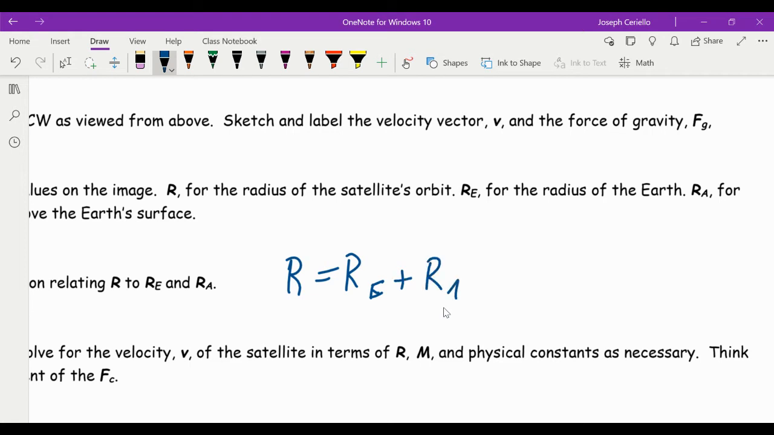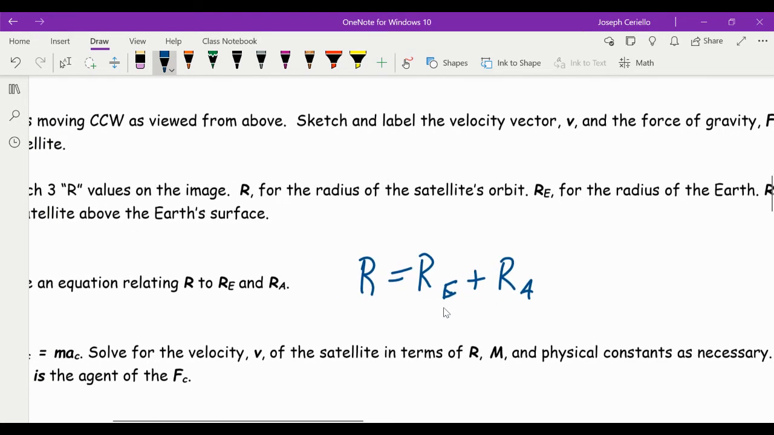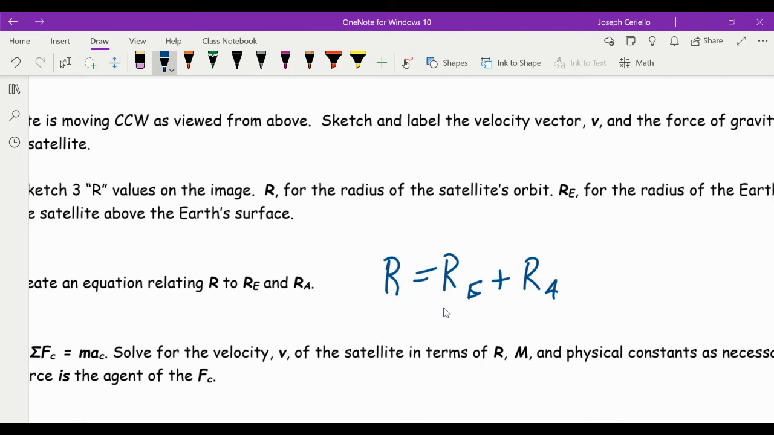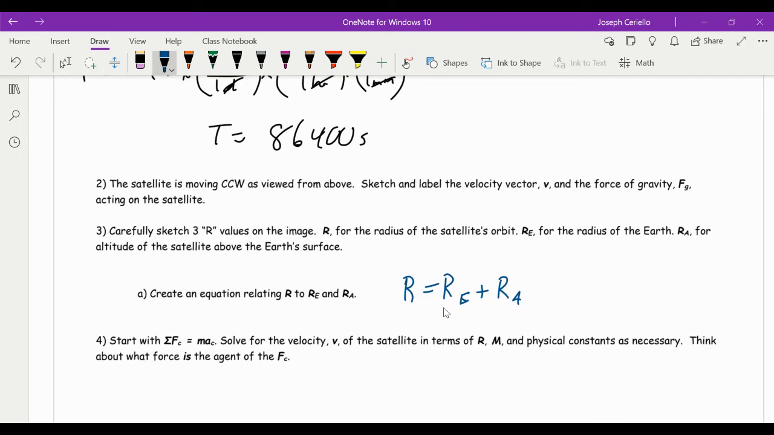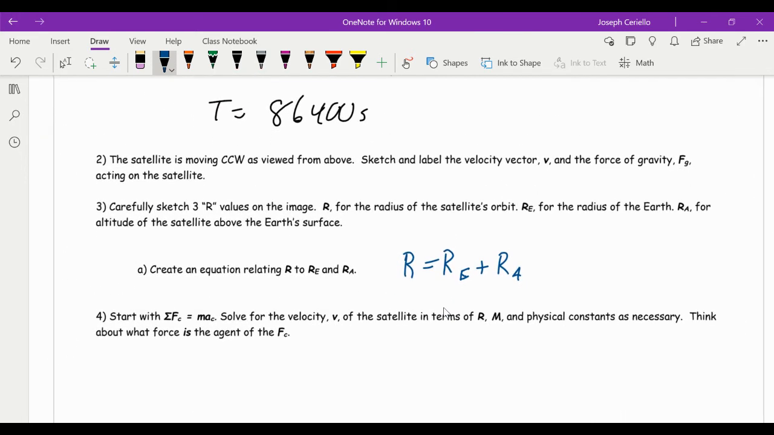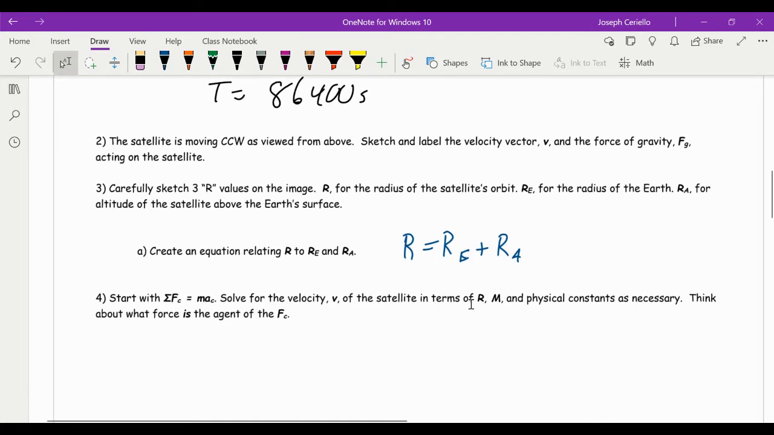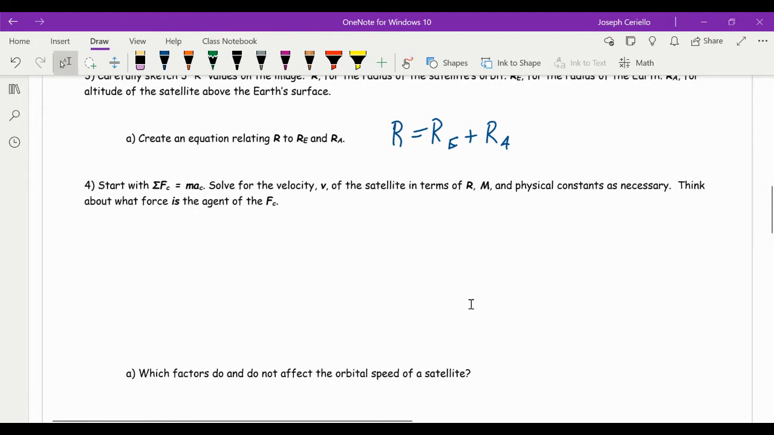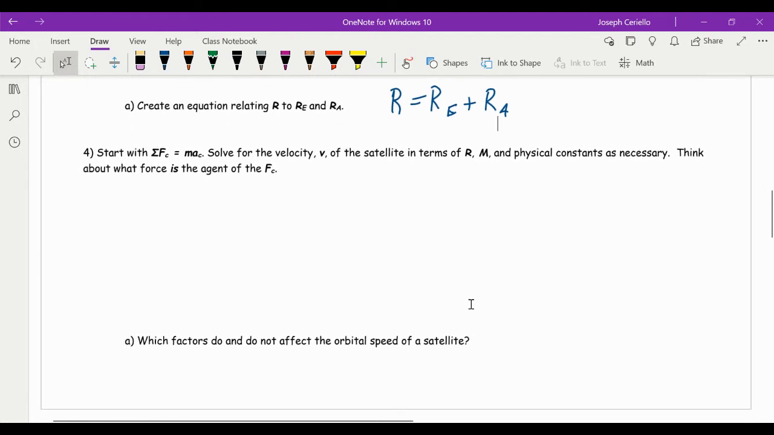That's important to include the radius of the Earth and the altitude of the satellite above the Earth's surface when finding R. If we are at Earth's surface, there is no altitude. The altitude is 0. That's why the radius would just be the radius of the Earth. So starting with centripetal force equals m a_c, solve for the velocity of the satellite in terms of R, M, and physical constants as necessary. Think about what force is the agent of the centripetal force.